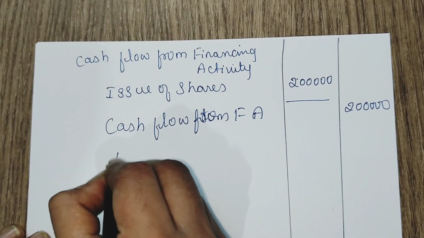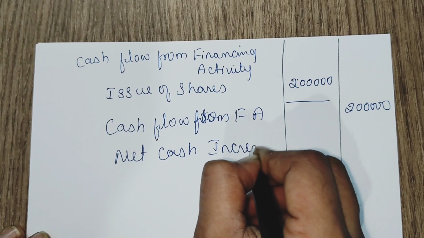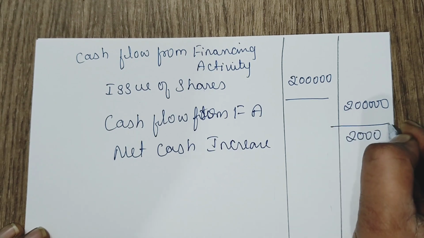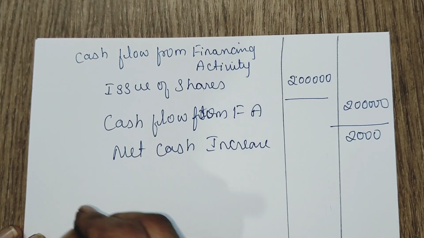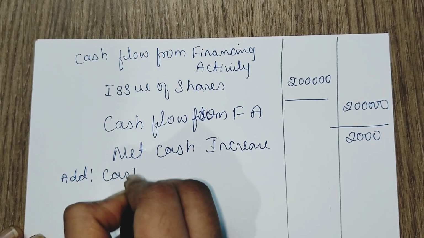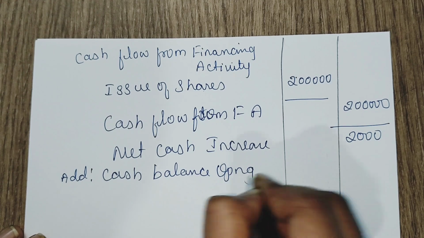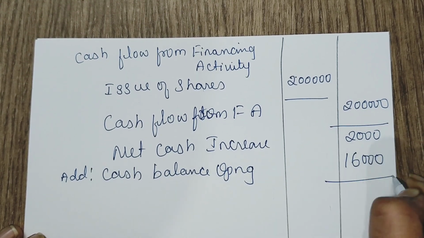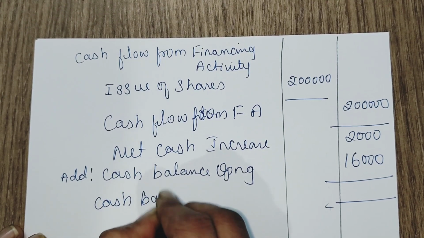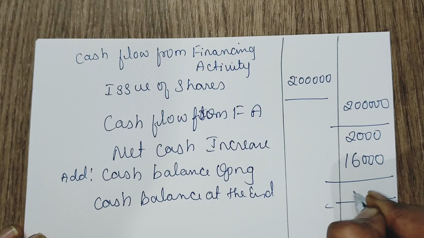Now net cash increase. Net cash increase is 2000. If you add cash balance opening 16,000, then your closing balance is cash balance at the end 18,000.